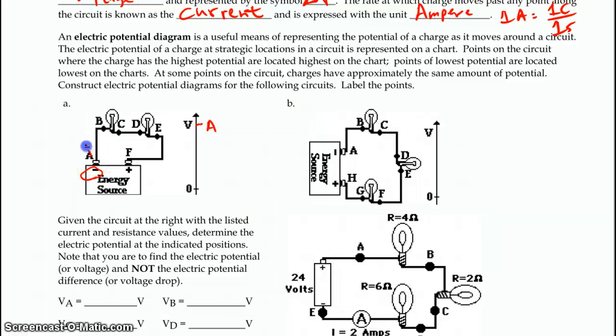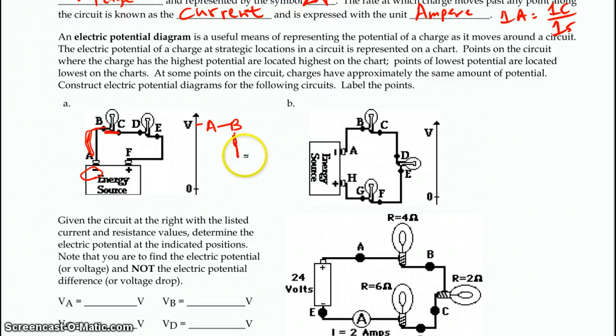Now, as we travel around the circuit from negative to positive, in wires, we assume there's very little energy loss. So we assume that our wires have no potential difference. So from A to B, we would stay at the same point in terms of the height of our energy level. Now, as we pass across the light bulb from B to C, we're going to get a drop.